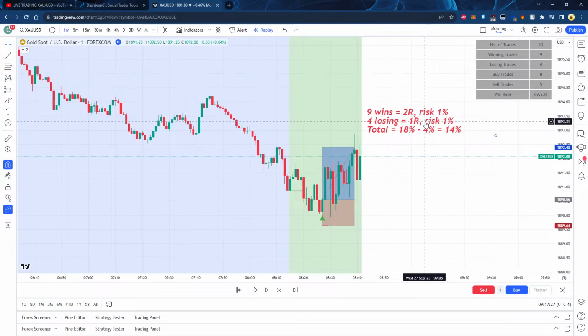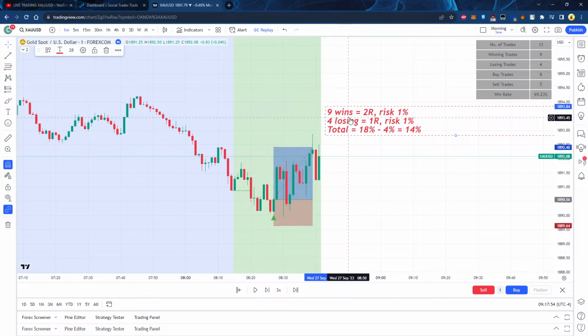68%, a little bit higher. So it had between 65 and 75%, or 60 and 75% on average, which for a 2R system, it always takes 2R, it's definitely worth taking every trade. Now, here we have, let me see something. So here, 9 wins, 2R, risking 1%, 4 losing.